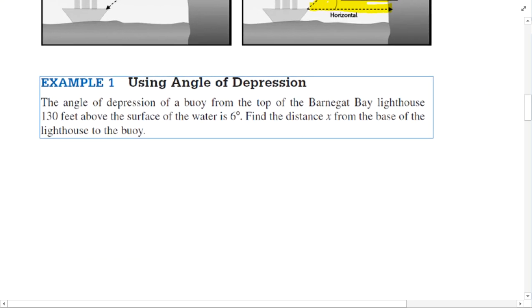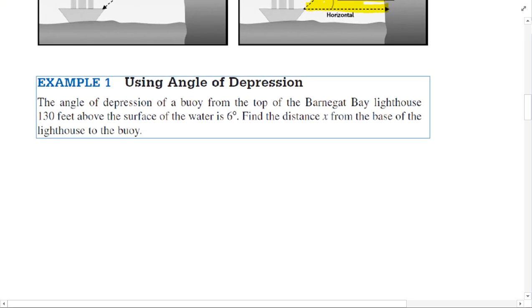The angle of depression of a buoy from the top of the Barnegat Bay Lighthouse, which is 130 feet above the surface of the water, is 6 degrees. Okay, so we're going to draw a lighthouse.